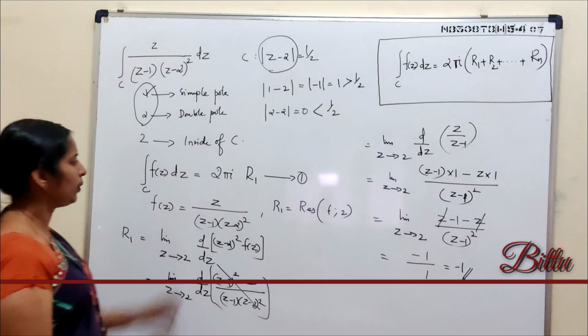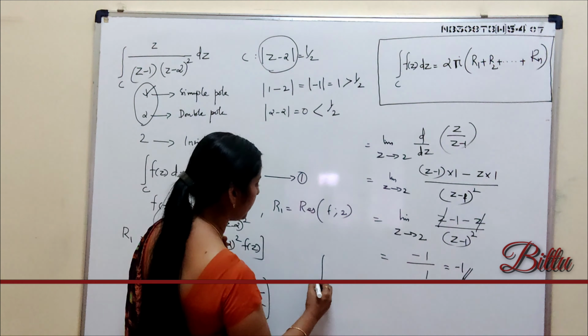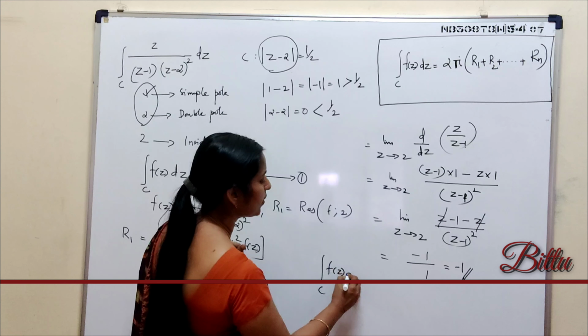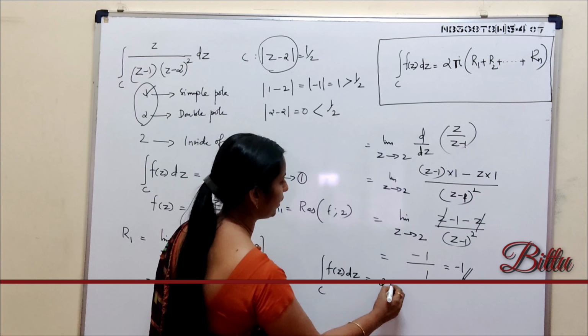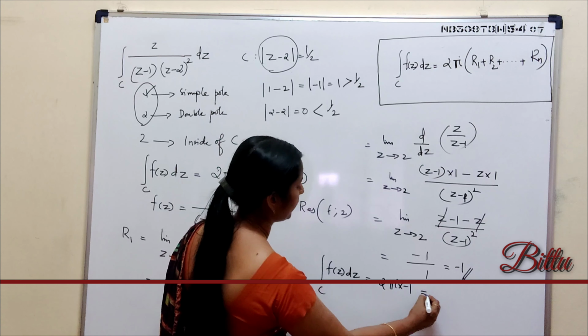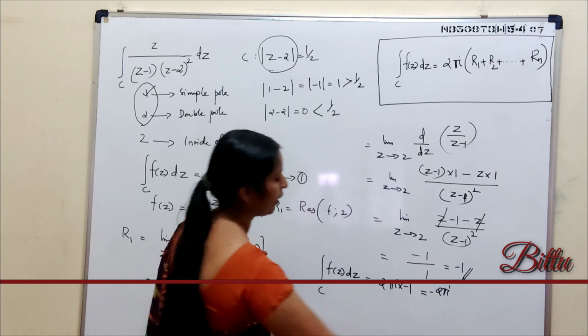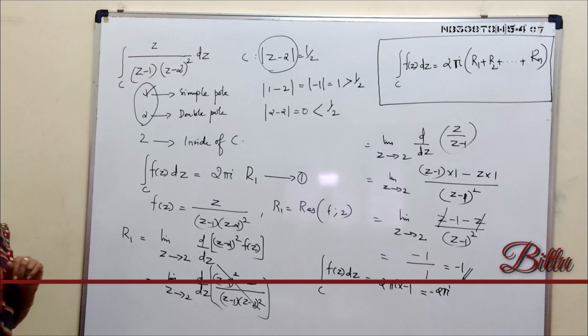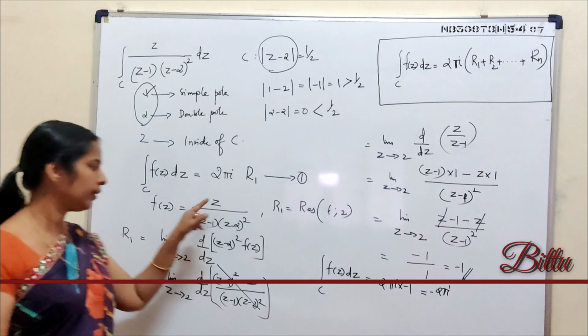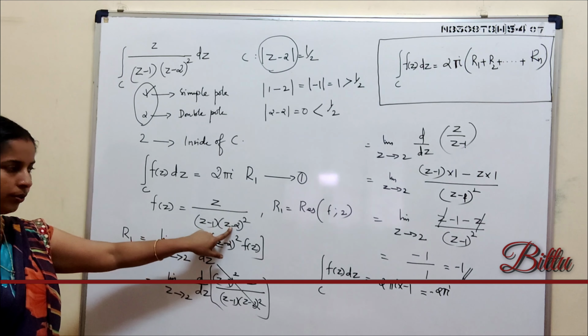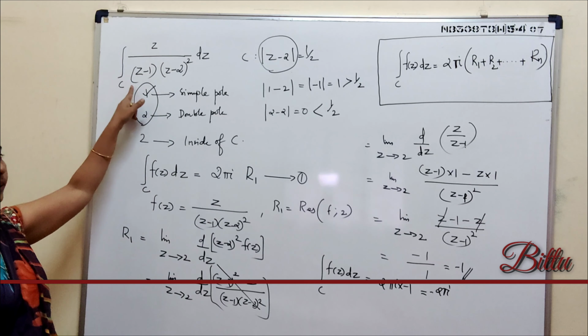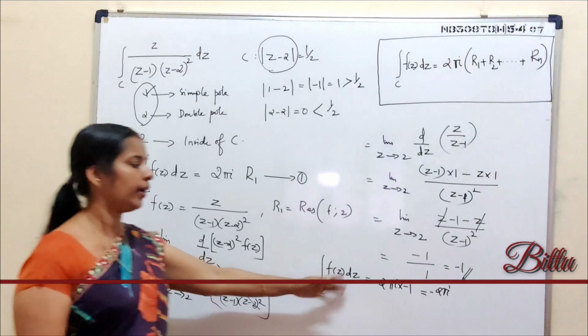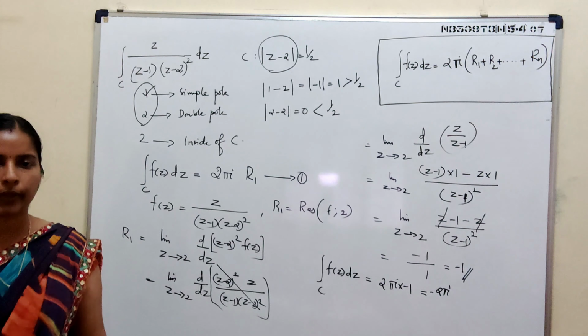Next you put R in the first equation. So we have integral over C f z dz is 2 pi i into minus 1, that is minus 2 pi i. If you replace f z by z by z minus 1 into z minus 2 the whole square, you can see that is our question. So the answer of the question is minus 2 pi i.